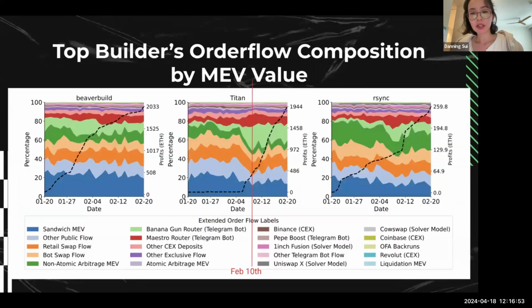One thing we noticed is that if you examine all the order flow types by MEV value across the top 3 builders, you can see, for example, on February 10th, there's a huge jump in Titan builder's blocks, where Banana Gun router, which is a Telegram bot with the most MEV value, has jumped. And basically, it confirmed the assumption by many people that they're having an exclusive deal. You can see this in the black line, which is the cumulative profit of the builder, which jumped crazily compared to all the other builders' profits.